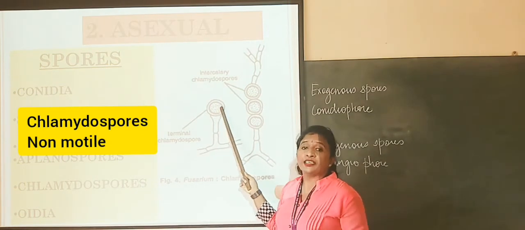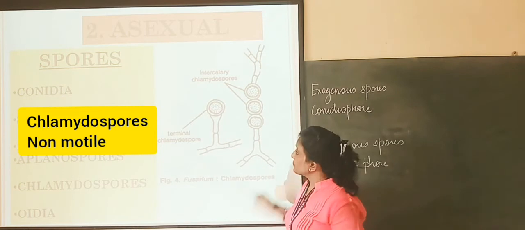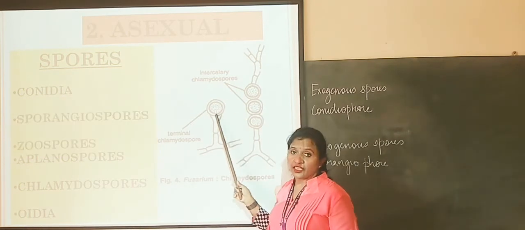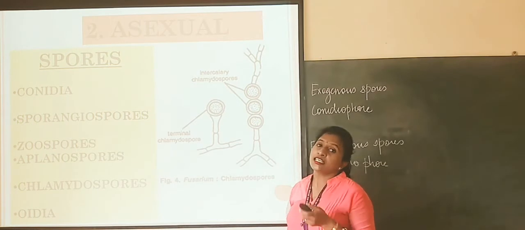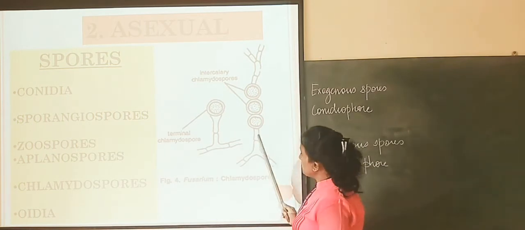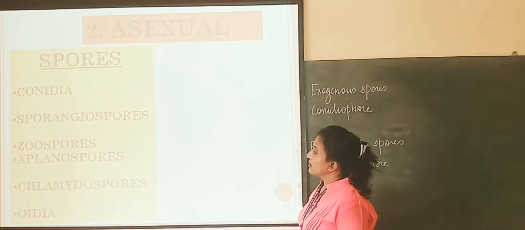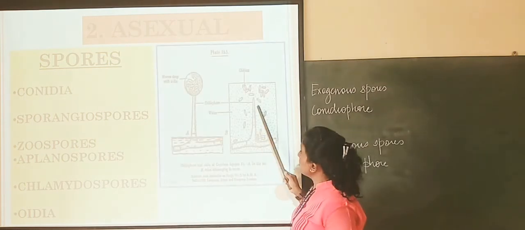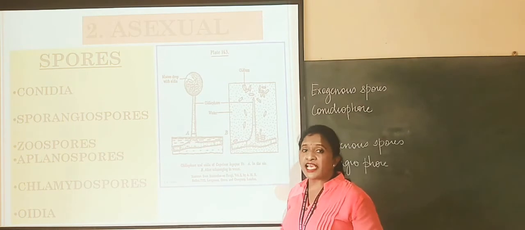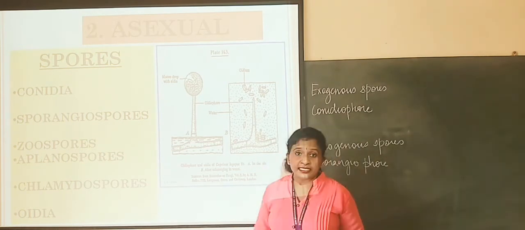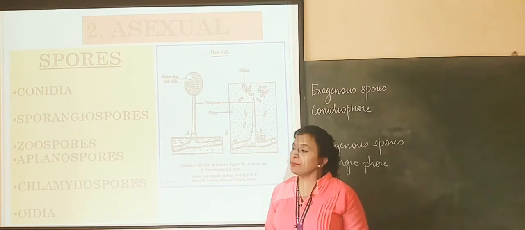Next is chlamydospores. These spores are again non-motile and they are very resistant since they have a very thick covering. Okay, these spores can be developed terminally, or they can be present in between the hyphae, also called intercalary chlamydospores. Okay, and the last one is oidia, wherein the main hyphae, which is multicellular hyphae, each cell will be detached from the parent and that cell will give rise to the organism. Okay, so that is about the asexual mode of reproduction.